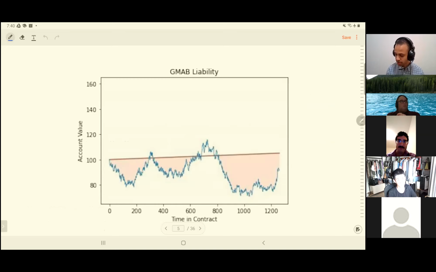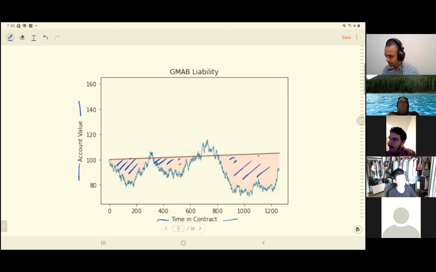So here's just a pictorial representation of what these things look like. In this horizontal axis, we've got the time in the contract. In this vertical axis, we have this account value. And as you can see, the account value fluctuates, ostensibly in response to the fluctuations of some underlying stock. And so this red region represents the moment-to-moment liability that the insurance company has from writing this rider charge, this GMAB guarantee.